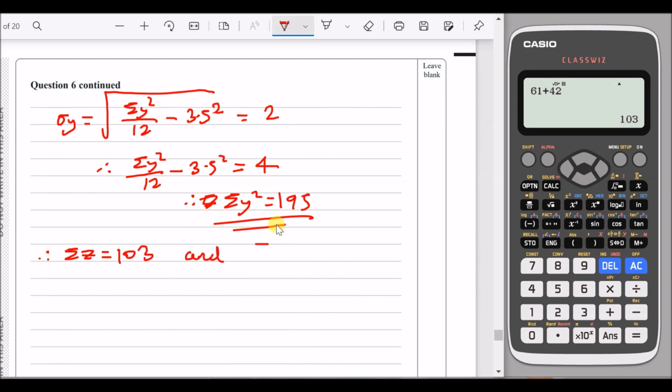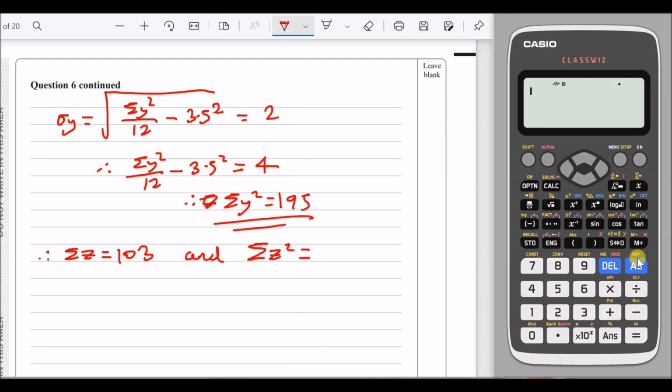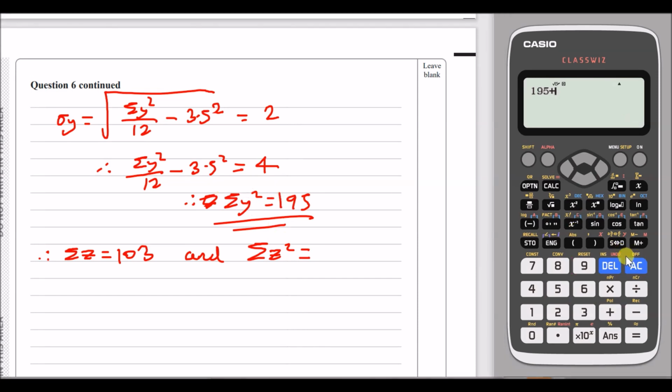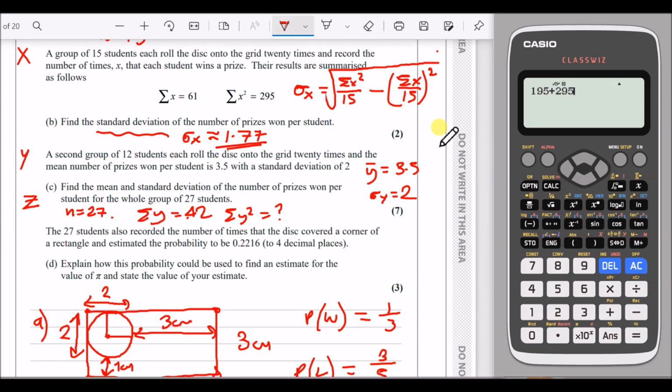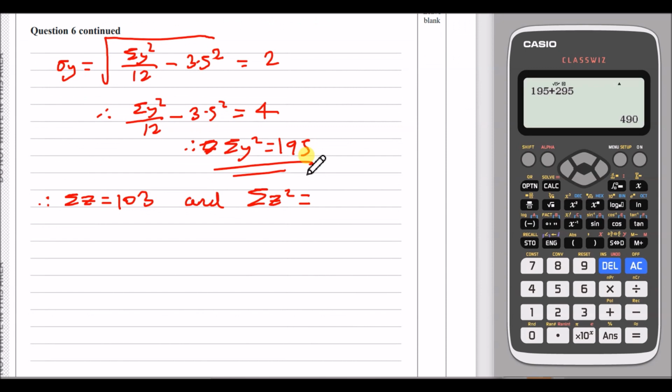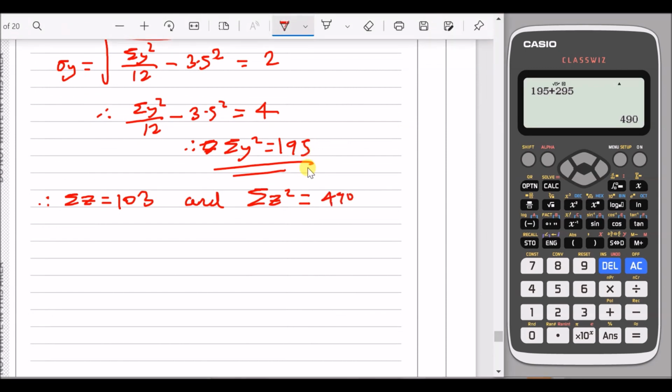And the sum of z squared, well, the first one was 195. We're going to add that to the sum of x squared, which was 295. That gives us 490. Perfect. Now we've got the main statistics, so we can pretty much work out the mean and standard deviation easily, yeah?